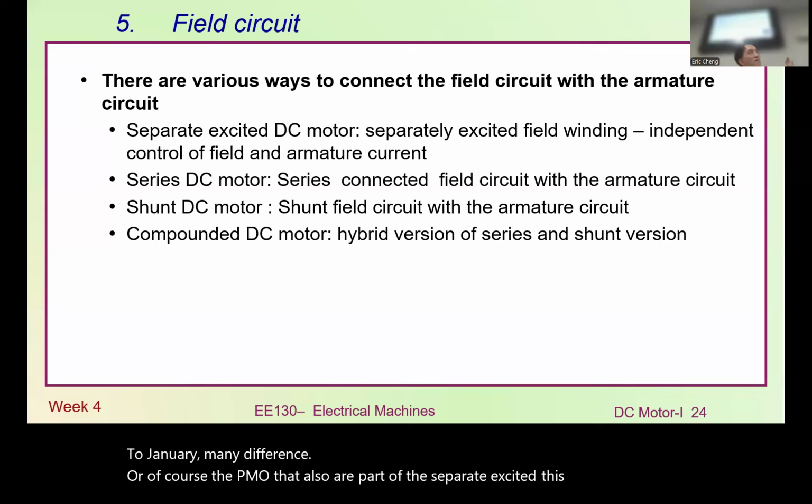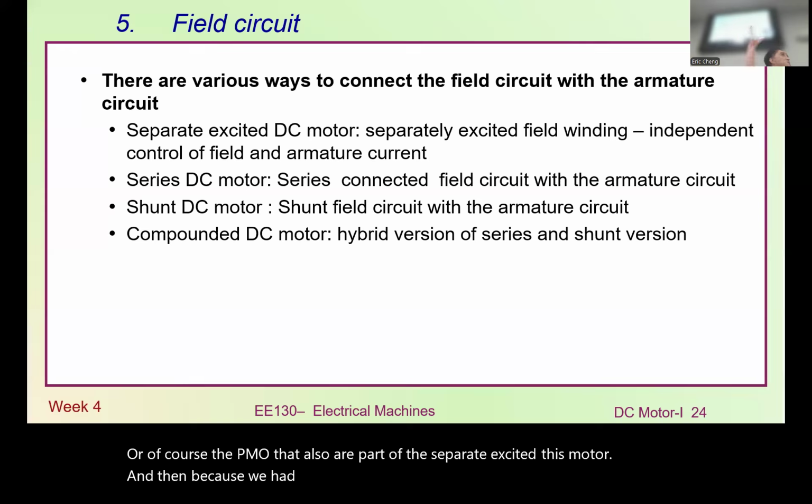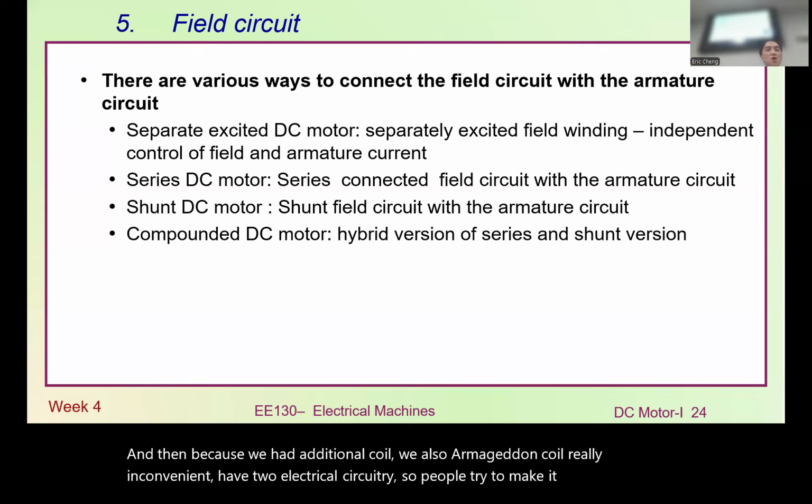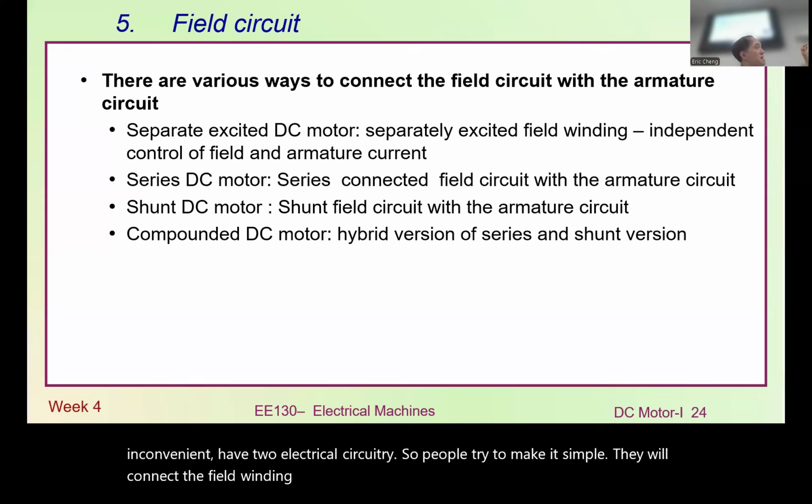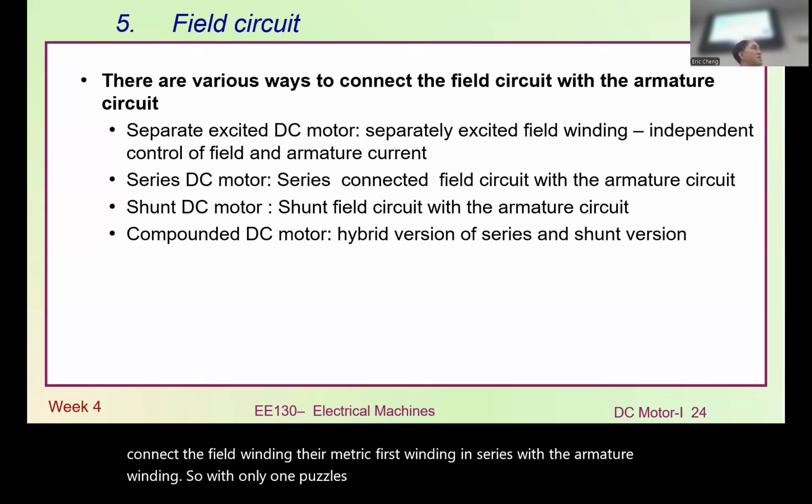Because we have an additional coil as well as the armature coil, it's inconvenient to have two electrical circuits. So people try to make it simple. They connect the field winding, the magnetic flux winding, in series with the armature winding, so we only have one power source connected to both. That makes things easy and simple.